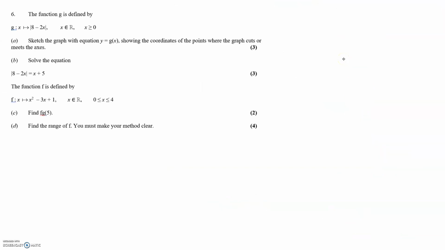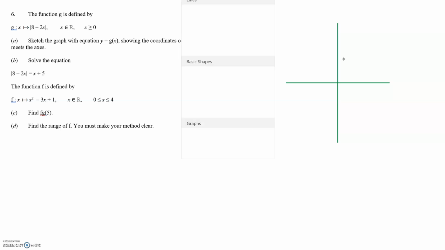Question 6 is another mod functions question, and in this mod functions question we need to be able to sketch the graph, the mod of 8 minus 2x. I start off by just drawing regular 8 minus 2x. I think this is the best possible technique to use.